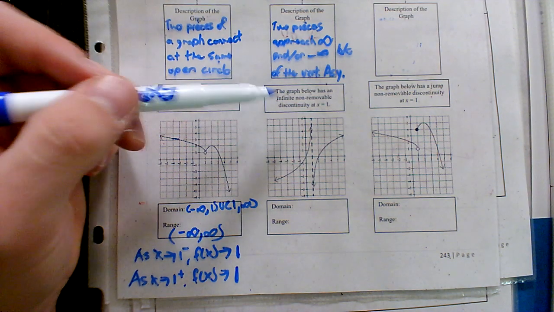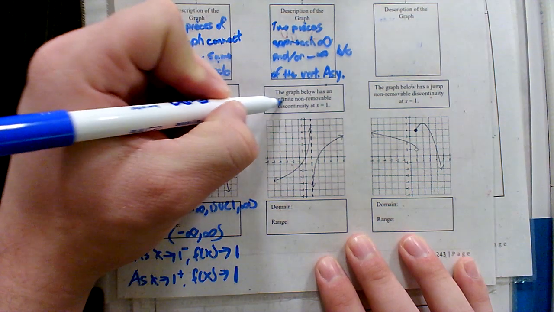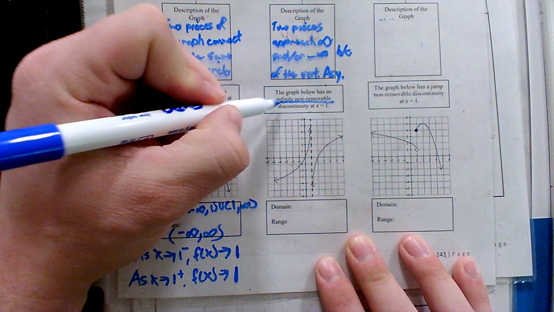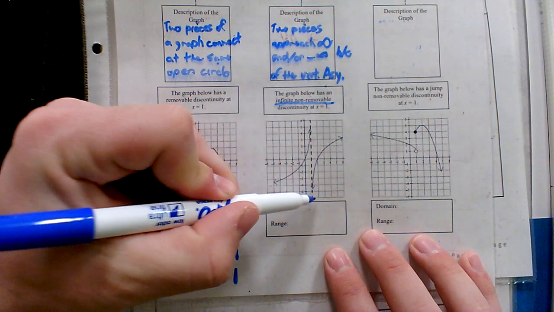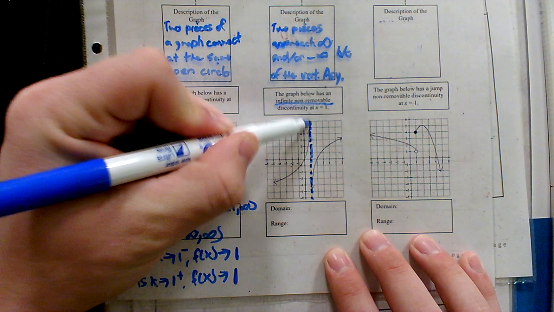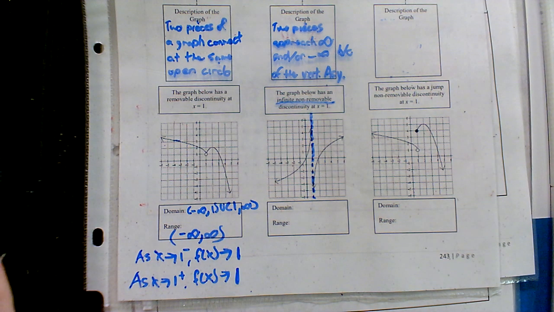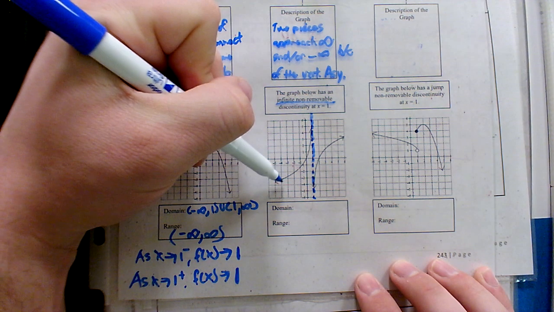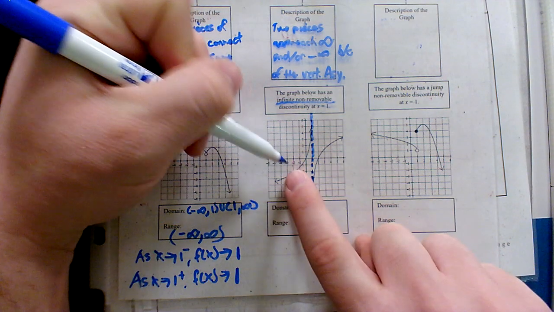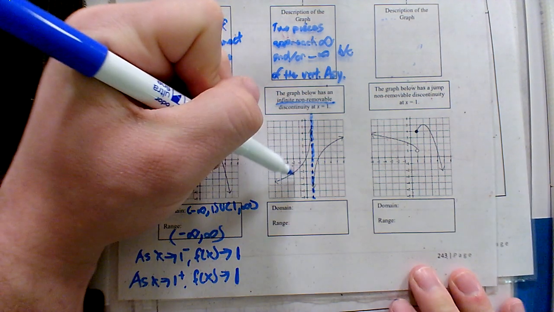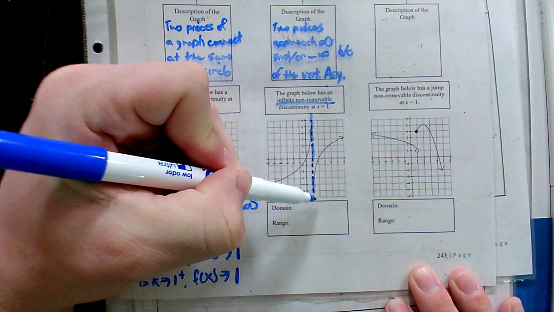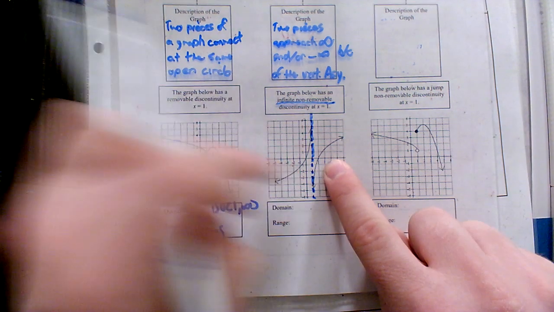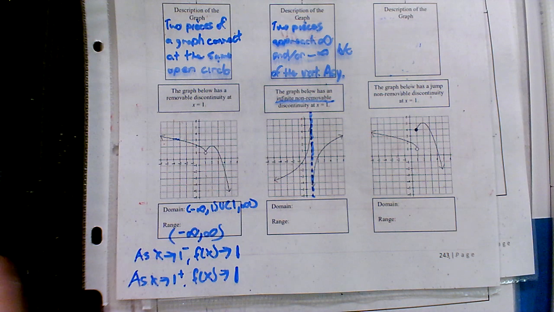So the graph below has an infinite non-removable discontinuity. So what we just described above, this is an infinite non-removable discontinuity at x equals 1. So at x equals 1, they're talking about this line right here. That's the vertical asymptote they're talking about. So the description of the graph that we just discussed, it said it has two pieces. Here's the first piece, here's the second piece. The first piece is going towards positive infinity. The second piece is going towards negative infinity. So that's what it means by the two pieces going towards positive or negative infinity.